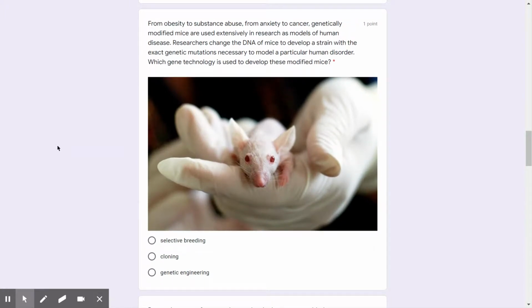From obesity to substance abuse, from anxiety to cancer, genetically modified mice are used extensively in research as models of human disease. Researchers changed the DNA of mice to develop a strain with the exact genetic mutations necessary to model a particular human disorder. Which gene technology is used to develop these modified mice?